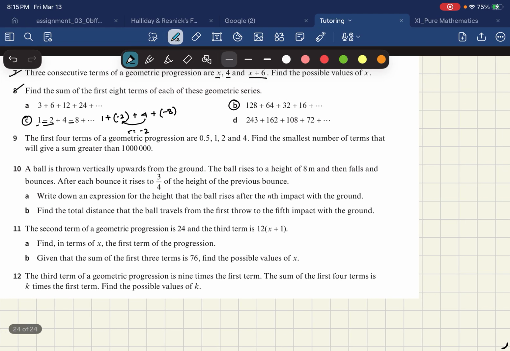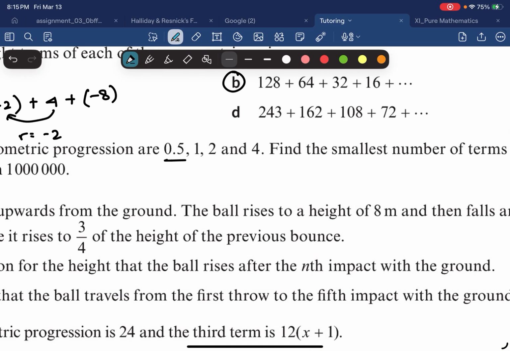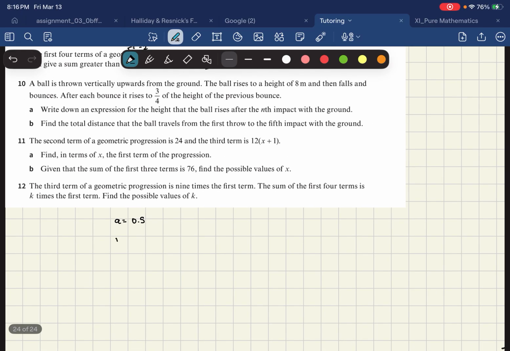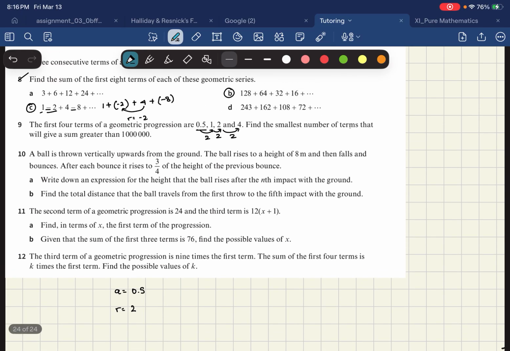It says the first 4 terms of a geometric progression are given, so I'm given a is 0.5, and I can calculate r from this one. So 0.5 times what number will give me 1? Well, that is 2, right? And then basically I can see that my terms are being multiplied by 2. So I know my common ratio is 2. So find the smallest number of terms that will give a sum greater than this number. I believe it is 1 million.